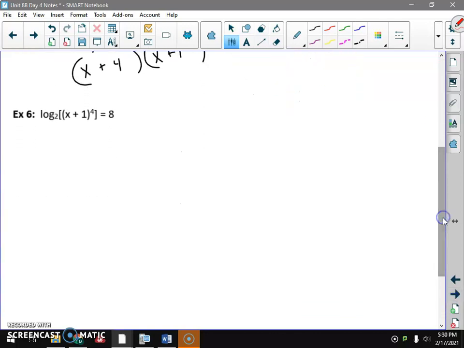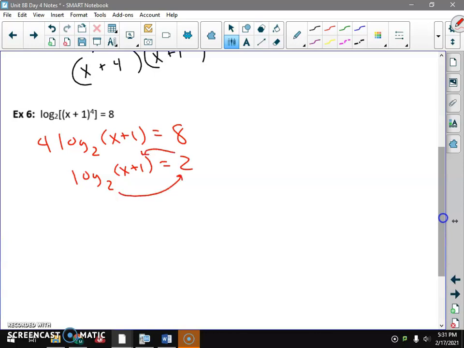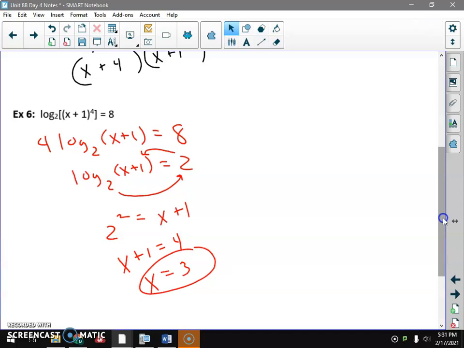And last one of the day, looks crazy, but I think we got this. Let's shoot that 4 out front. Log base 2 of x plus 1 equals 8. I could do a couple different things here. I want to isolate the log first. Divide by 4 and I get 2. Now I'm going to rewrite this exponentially. That around the world thing, you could have exponentiated. Either way you slice it, I get 2 squared equals x plus 1. X plus 1 equals 4. X equals 3. As I said, you got to admit it, they're kind of fun solving log equations.